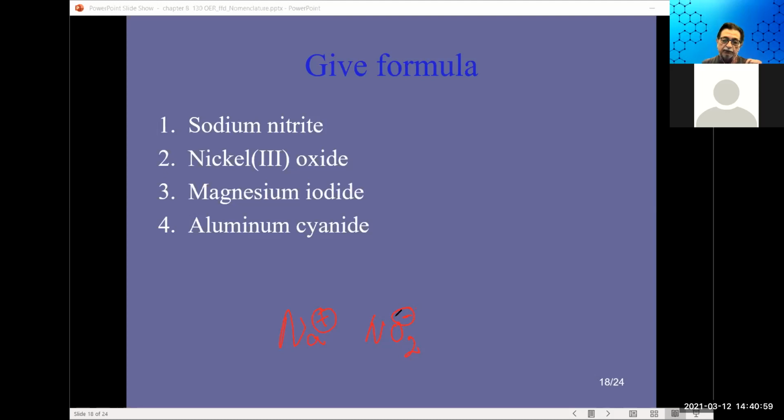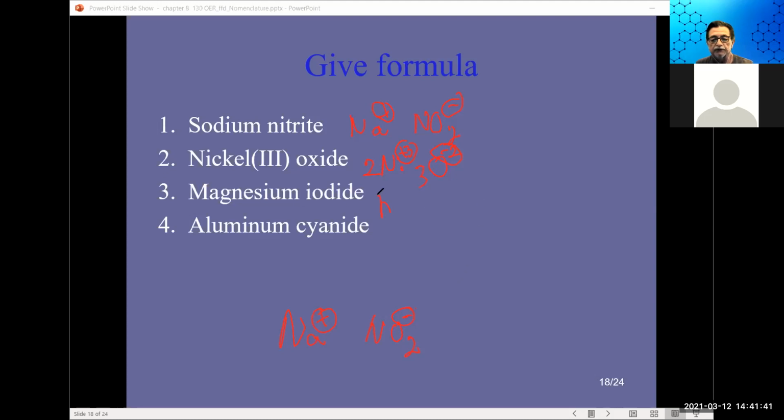And so here we can simply put it together as a 1-to-1 ratio. Okay, let me put these up here. So we got sodium and the nitrite. Okay, nickel 3 oxide. Well, break it into ions. Nickel 3, remember the Roman numeral belongs to the metal, so it's a +3. And we know that the oxide is a -2. Okay, so that means we've got 2 dissimilar charges again. So we can find a common ground. That means we need 2 nickels and 3 oxides.